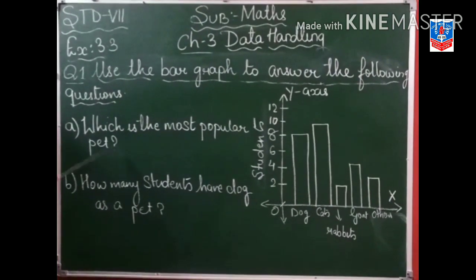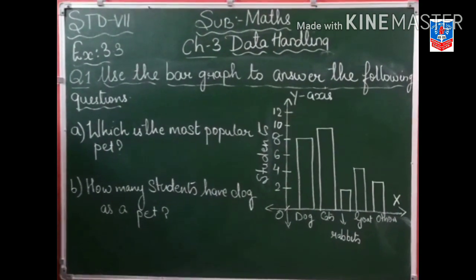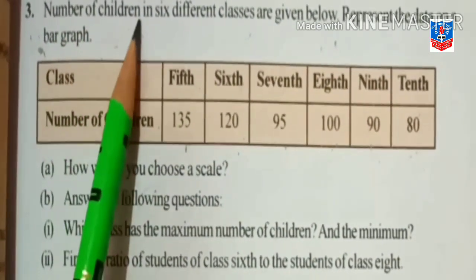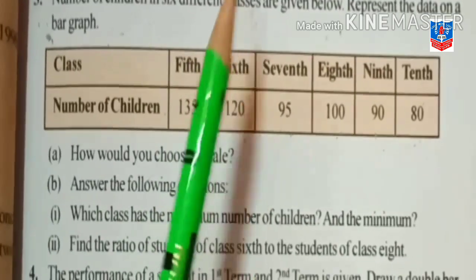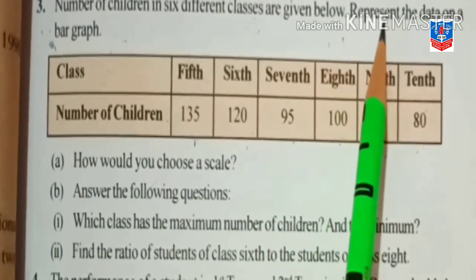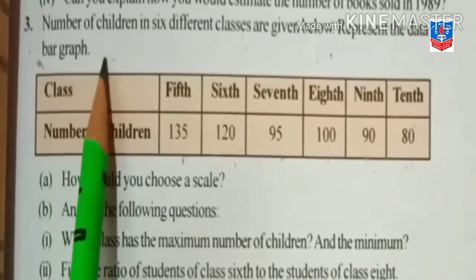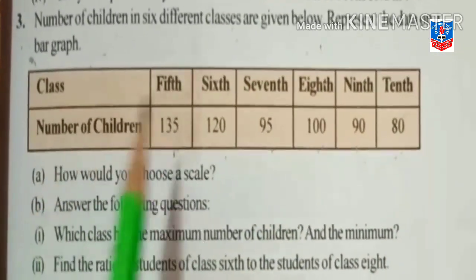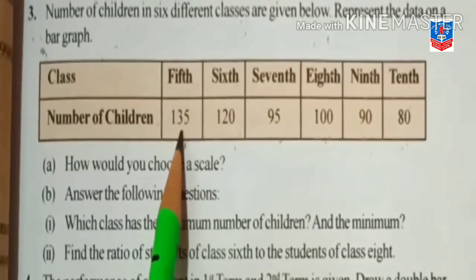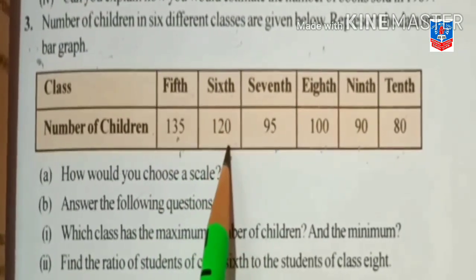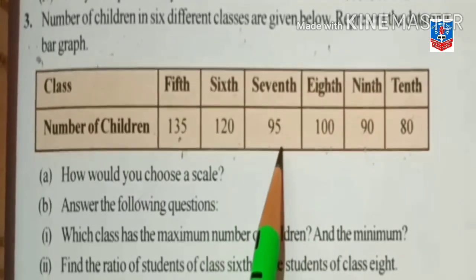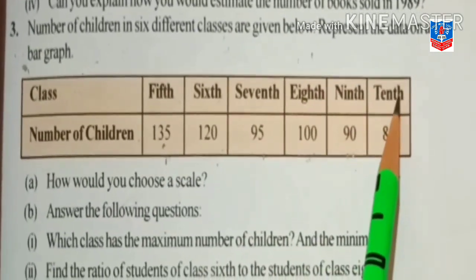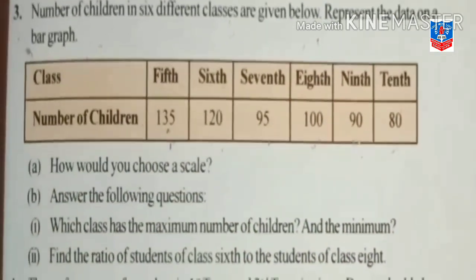Question number 1. This is your homework. Question number 3. Number of children in 6 different classes are given below. Represent the data on a bar graph. Now see, class and number of children are given here. 5th standard, there is 135 students. 6th, 120. 7th, 95. 8th, 100. 9th, 90 and 10th, 80.